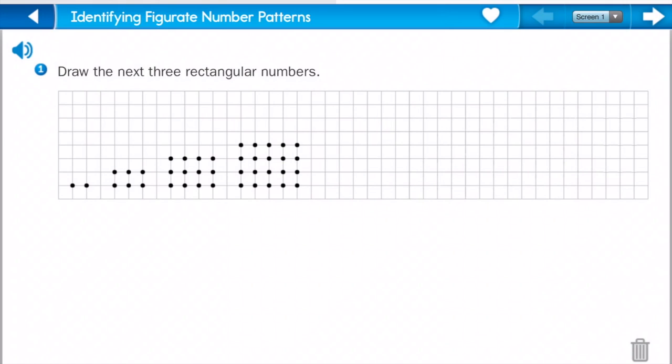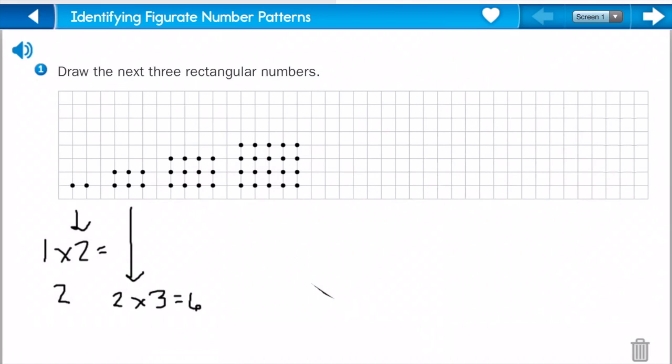So I'm looking here, and I see that there's 2 dots, then there's 6 dots, then there's 12 dots, and there's 20 dots. So what I'm doing is, underneath this one, I'm taking 1 times 2, and that equals 2. This one, I'm taking 2 times 3, and that equals 6. And then there's 6 dots.